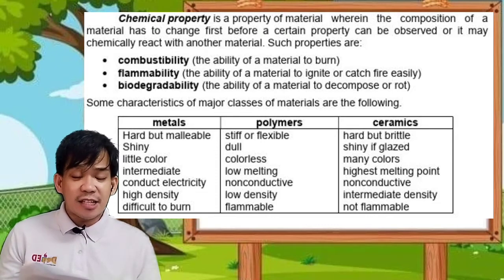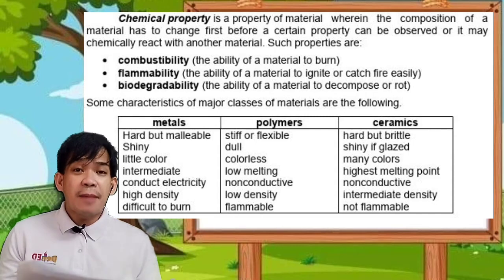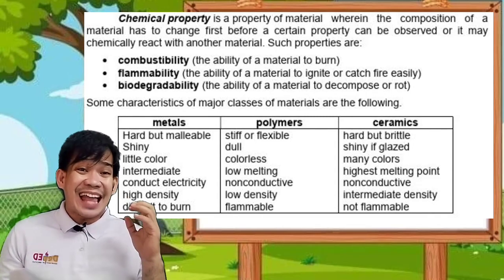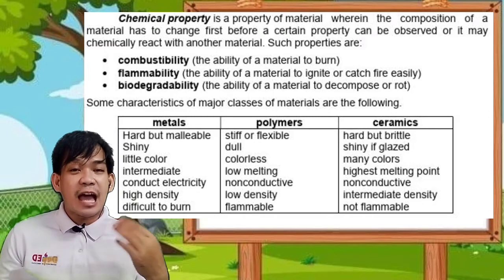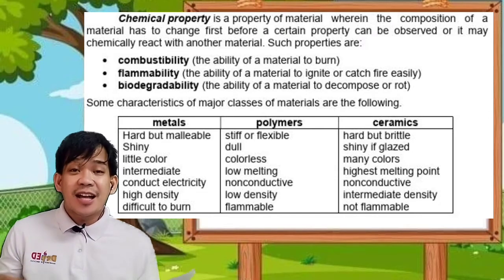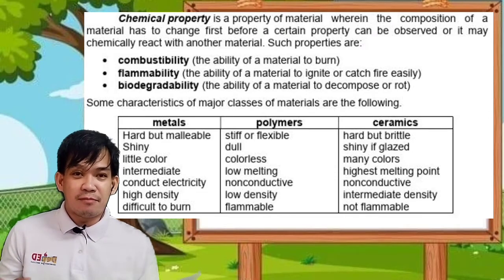For metals, ito yung kanyang characteristic. Metals are hard. Again, pag sinabi pala natin na characteristics, katangian. Okay, palagi ko yung sinasabi, even sa face-to-face. What are the characteristics or katangian ng metals? Una, hard but malleable. Matigas but then can be flattened. Shiny. Ayan. Makikinang ang mga bakal. Napapakinang. Next, with little color.